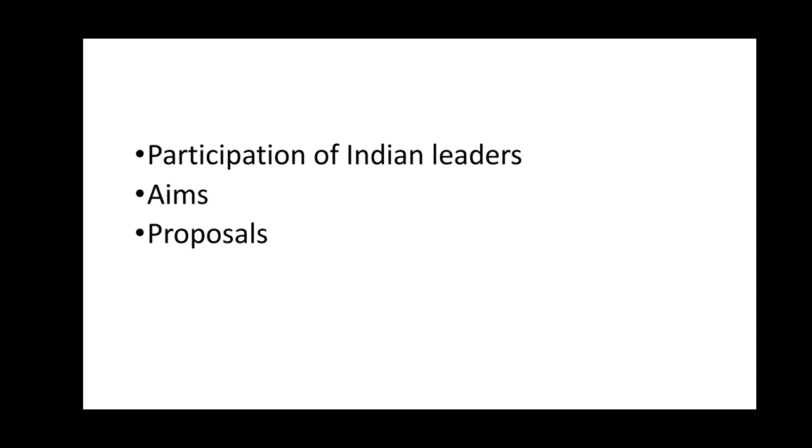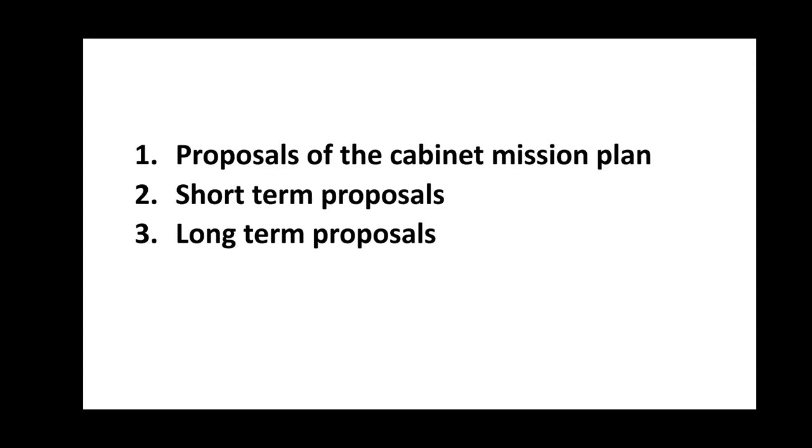Now, the second point is the proposals of Cabinet Mission Plan. Cabinet Mission submitted the proposals on 16th May 1946. These proposals can be divided into two parts. Number 1, short-term proposals and number 2, long-term proposals. Now, one by one we will discuss. Number 1 is short-term proposals. According to the short-term proposals, the party which will accept these proposals will be invited to be included in the interim government. Now, what is long-term proposals?